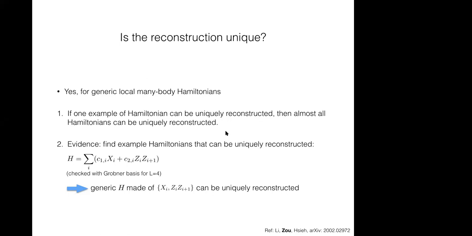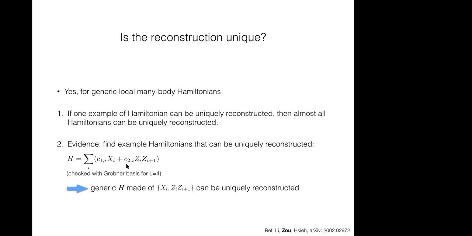The second step is that now we need to find this particular example of Hamiltonian that can be uniquely reconstructed. In this step, we will not be as mathematically rigorous as before. We will just be satisfied with some particular examples, maybe with finite system size. This is one example we checked. We also checked some other examples.